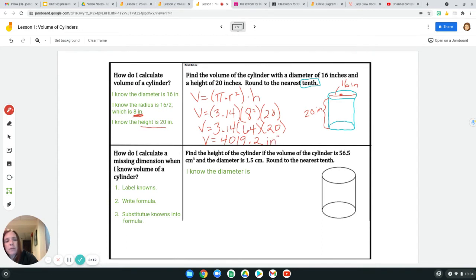And remember, I'm cubing those units because it's area of a base, so that's square units, and then height adds a third unit. 3D shapes, units to the third.